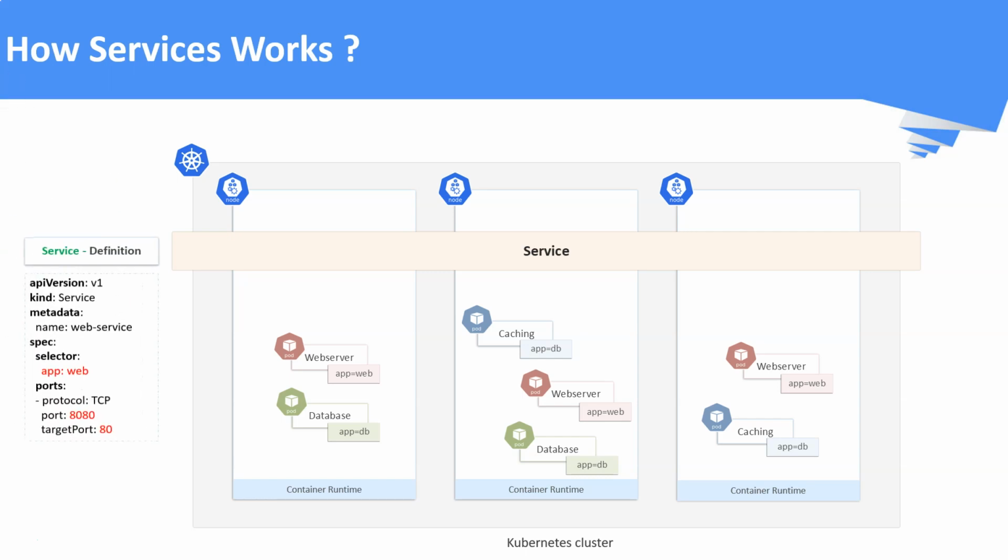Take a look at the service definition here. The key attributes of a Kubernetes service are: first, selector. In the selector field, we will be specifying a label in the form of key value pair. This selector label should be matching with the pod label where we are intended to route the traffic. In our case, the selector label exactly matches with the web server pod labels, that is app equals web.